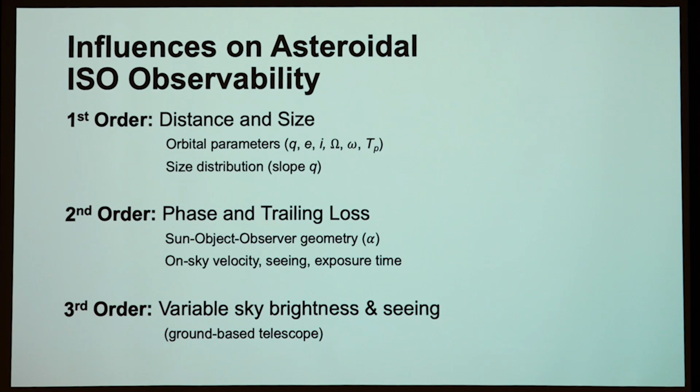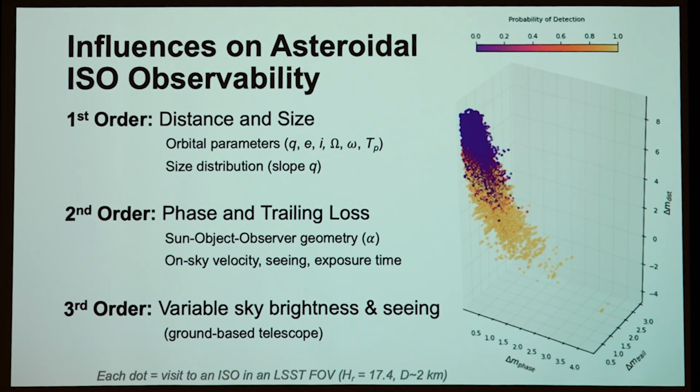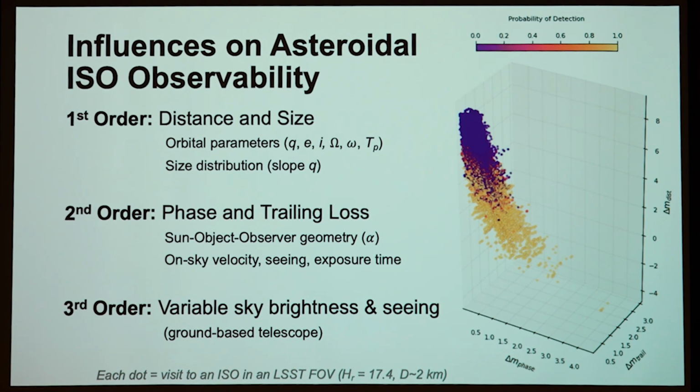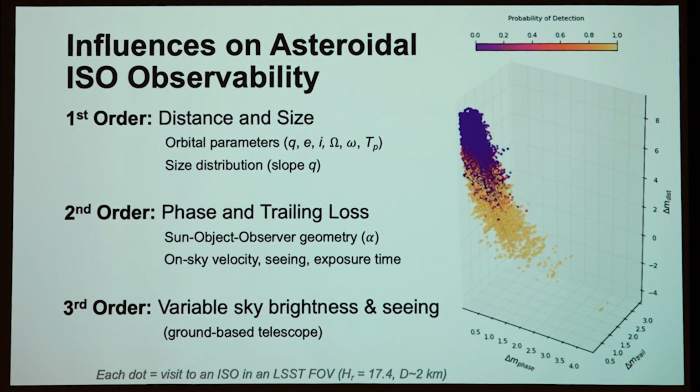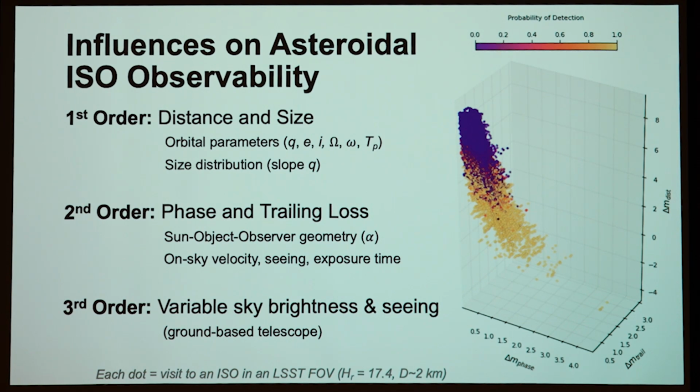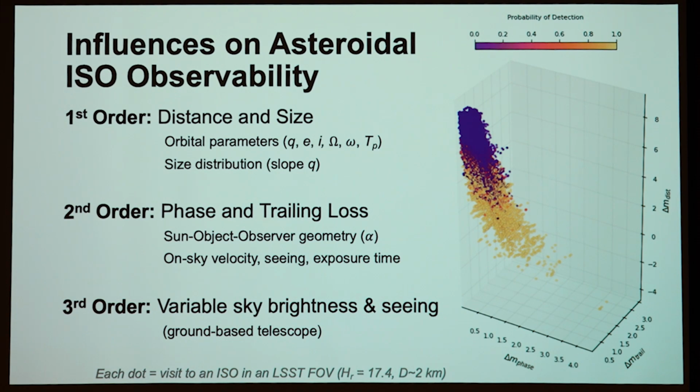To illustrate these effects, briefly, here is a plot of visits of an ISO to an LSST field of view. All of these are the same size objects, so this is size independent. The three axes are the main effects of distance, trailing, and phase on the loss of apparent magnitude of the object. You can see quite a distinct change from almost zero probability of detection right down to very likely to be detected. But that change isn't linear, it's very grainy, and that's also because of the variability of the sky brightness. That third order effect does come into play.